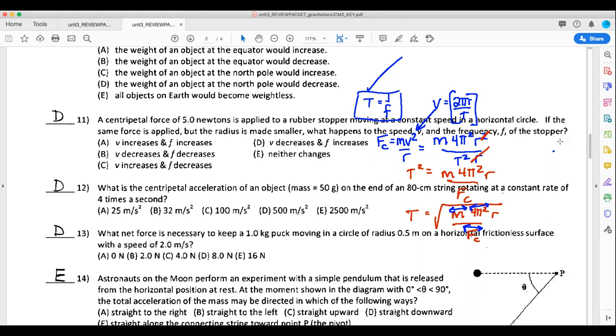So what would happen if the radius decreased? If the radius decreased, that's in the numerator, then the period has to decrease. If the period decreases, the frequency is going to do the opposite. Frequency is equal to 1 over the period, so we just algebraically solve that for frequency. If the period is getting smaller, the denominator on this fraction for frequency is decreasing, and that means the value of the frequency goes up, and answer number D is our best answer.